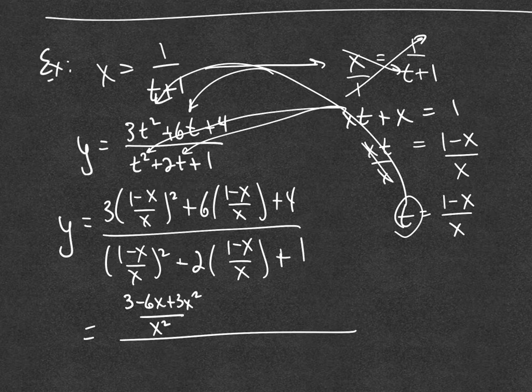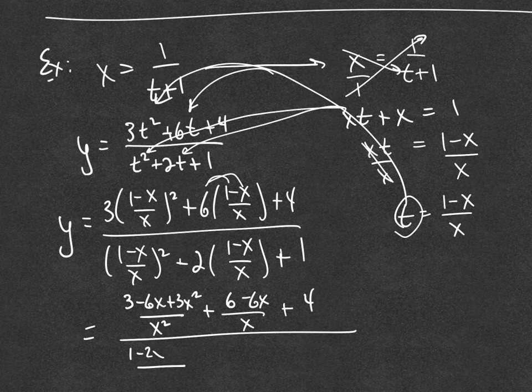The second one, much easier. We just have to distribute the 6 into the numerator. So 6 times 1 and 6 times negative x. Downstairs, similarly, (1 minus x) squared is a binomial squared. So our shortcut: first one squared, first times the second, second one squared. And then in the denominator, we'd have an x squared. Second term, again, a little bit easier, just a little distributive action. 2 times 1 and 2 times negative x over x, and plus 1.